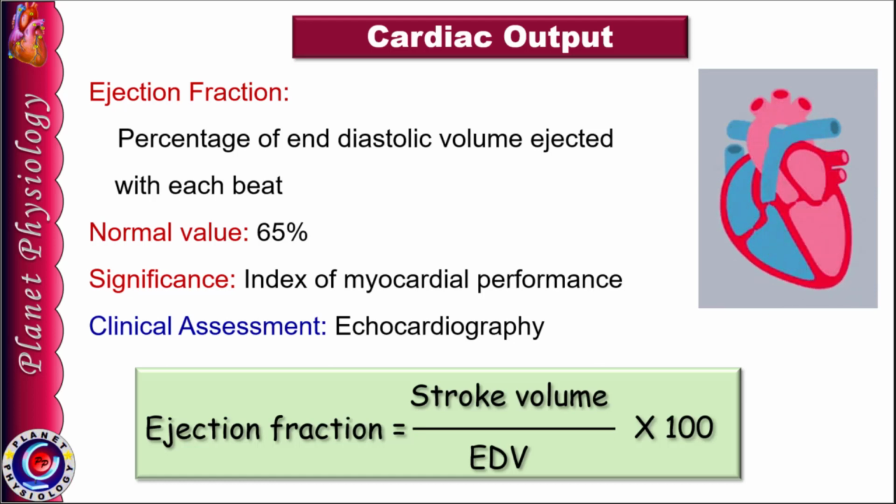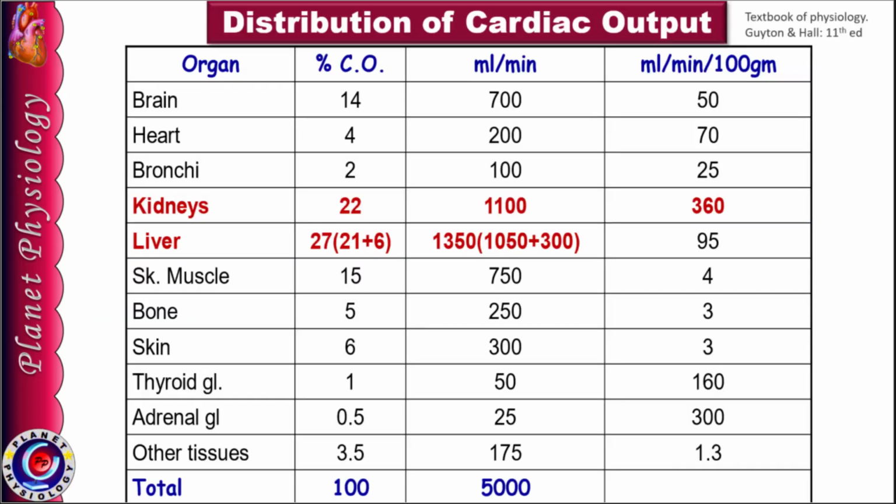Now let us see how this cardiac output is distributed amongst the various organs of the body. In general, vital organs receive 70 to 75% of the cardiac output, and the remaining is distributed to other tissues like skeletal muscle, skin, GIT, etc. In this table, the fraction of cardiac output delivered to each organ is given in terms of percentage of cardiac output, then in ml per minute, and also in ml per minute per 100 gram of the tissue.